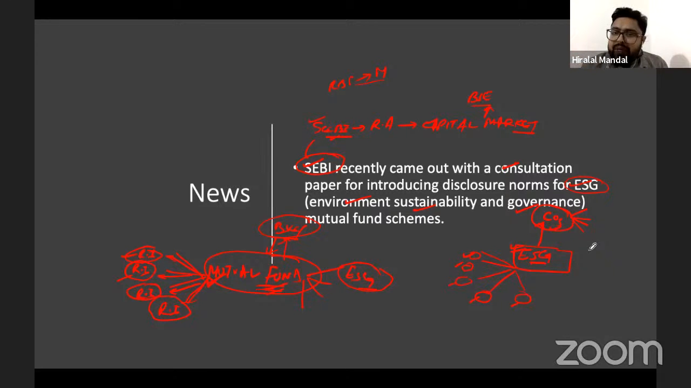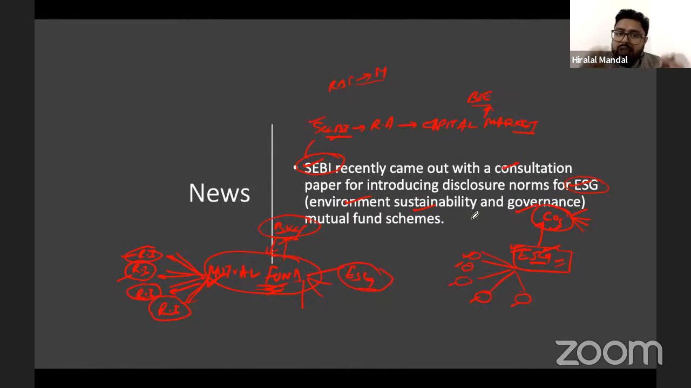For example, if somebody is developing solar technology, creating solar power, wind power, geothermal power, or any other environment friendly company, or if a company is saving a huge amount of power. There is one condition that this fund will be invested in those companies which promote environment, sustainability, and governance.